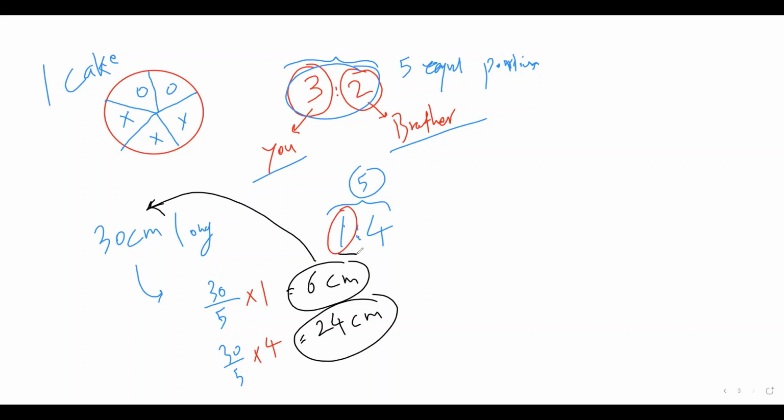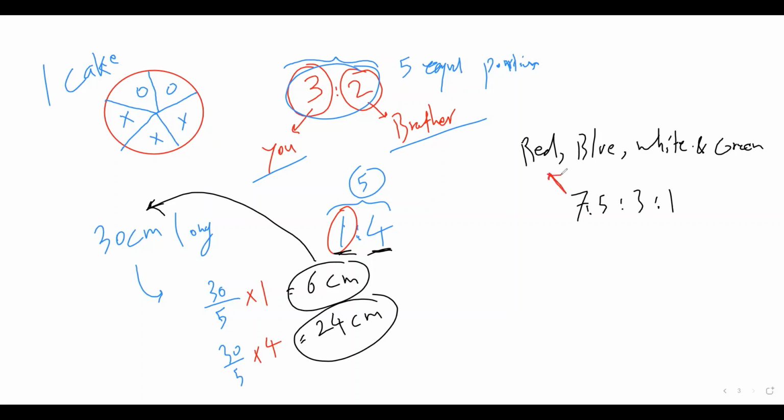Sometimes you will be given more than 2 numbers. Maybe they say in a company, the cars are produced in 4 different colors: red, blue, white, and green. So the ratio is given to you 7 to 5 to 3 to 1. That's respectively. So it means 7 belongs to red right here, and the last one is green.